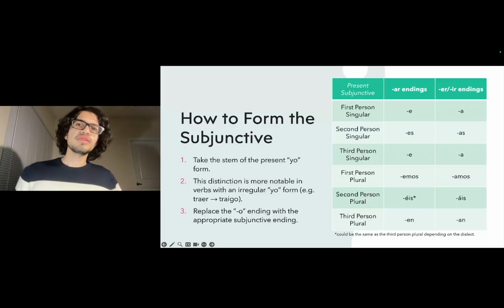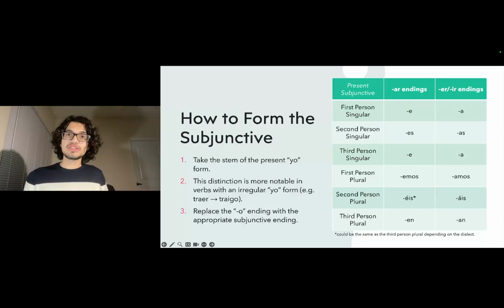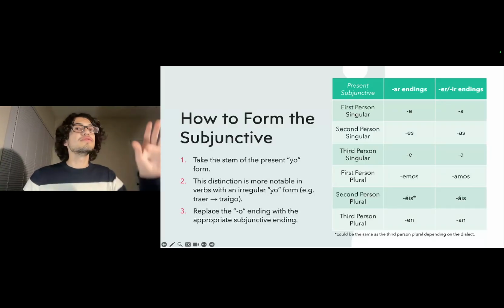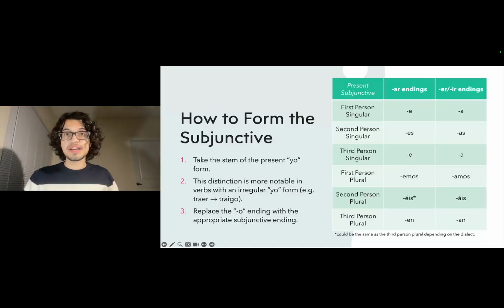Well, a website called Linguist has a well-written guide on how to actually create the subjunctive form of a verb. First, we're going to take the present yo form. Seems very specific, but it's very important because certain verbs have an irregular yo form, meaning that the yo form is very different looking, very different sounding compared to the other forms. So let's take our word traer, which means to bring. In our yo form, it becomes traigo.